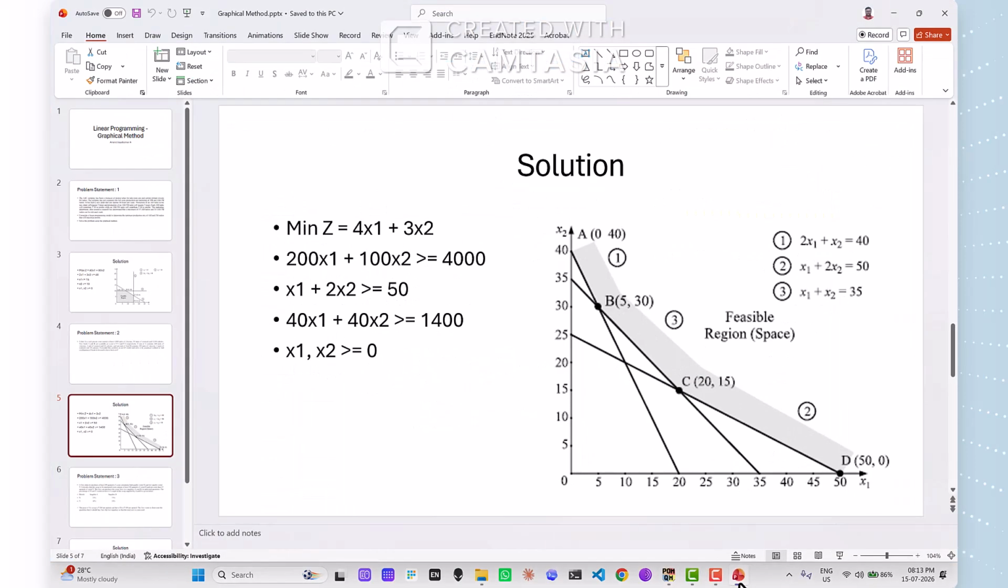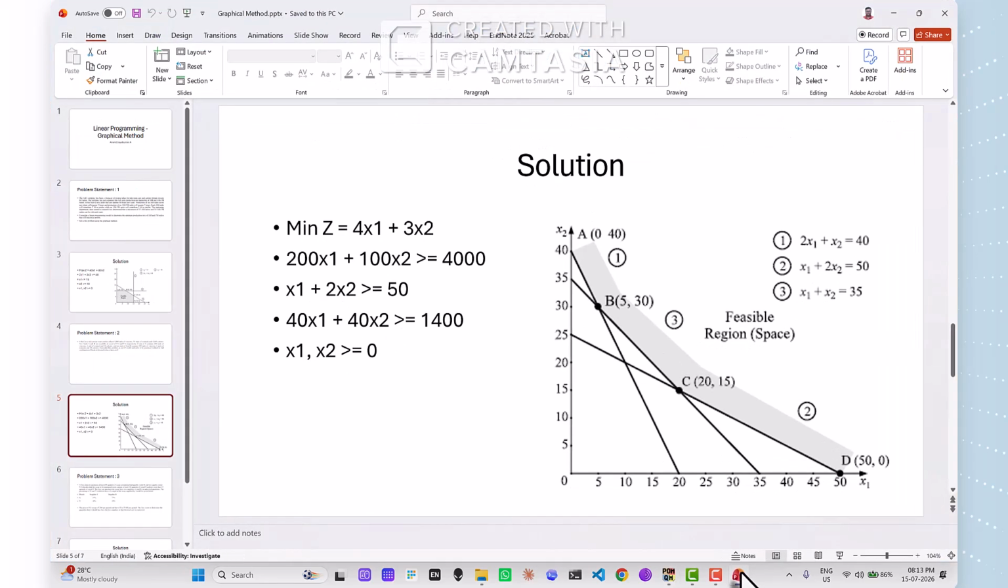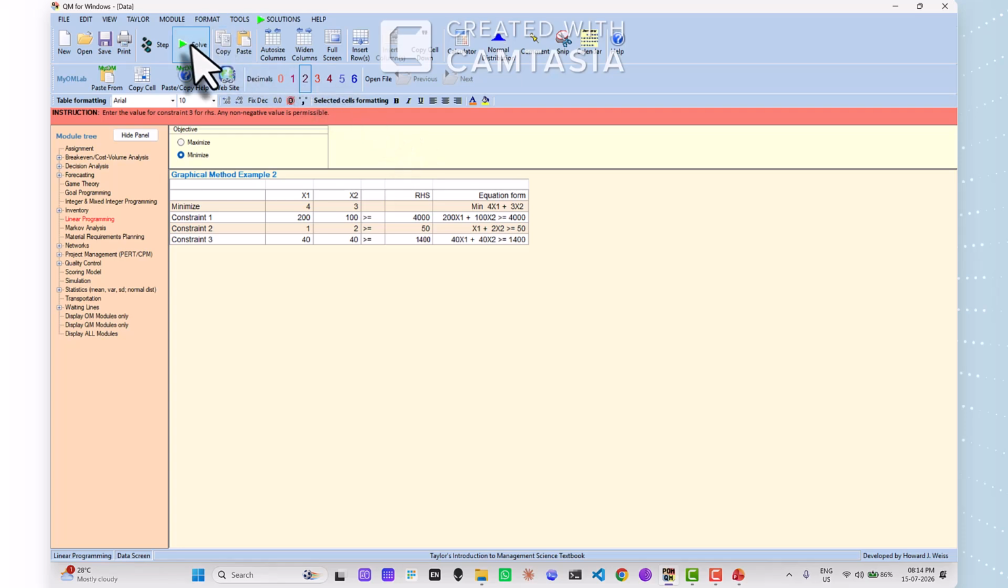Our third constraint is 40x1 plus 40x2 greater than or equal to 1400. Now let us solve it. So click on the solve over here.